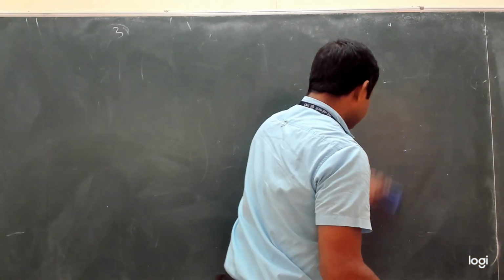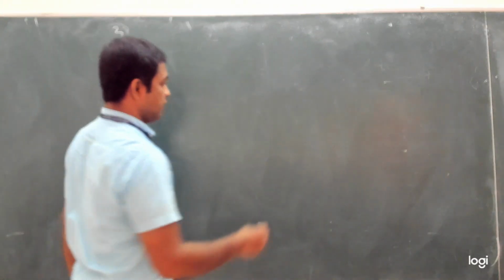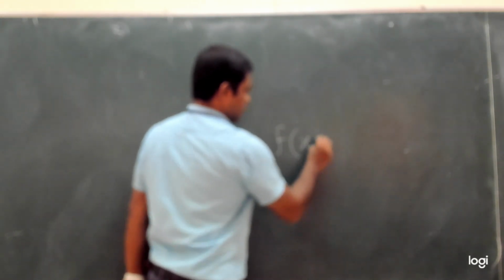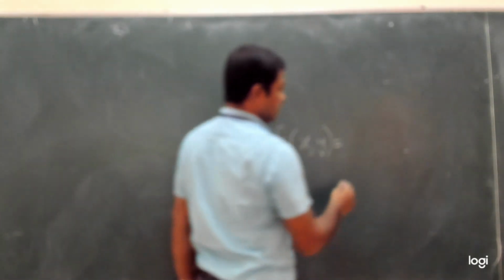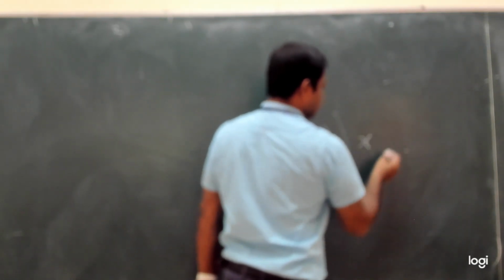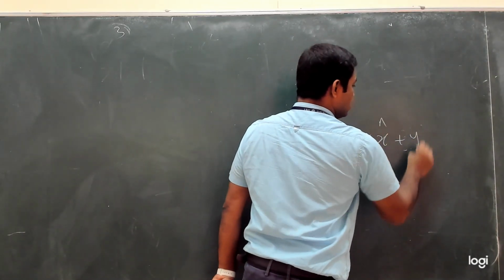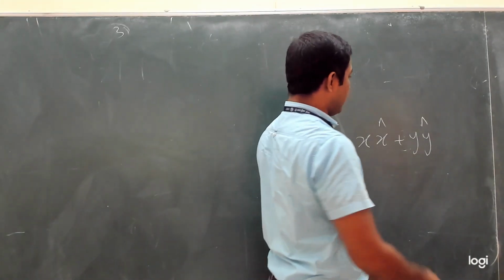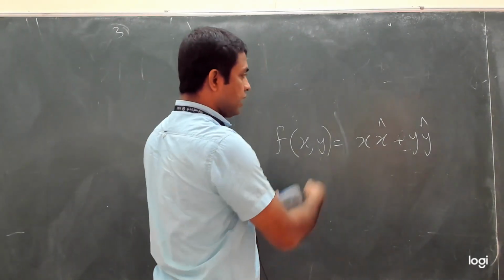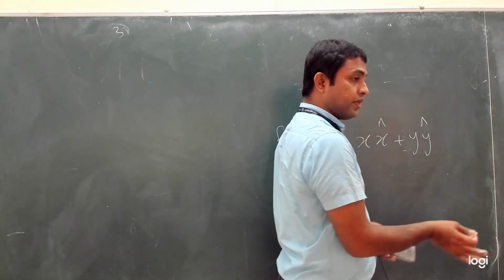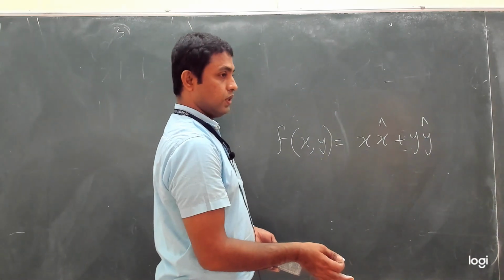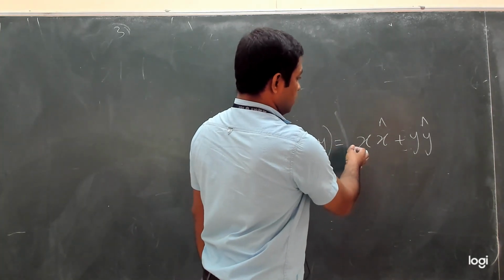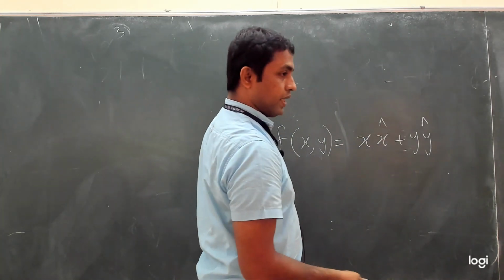So now my function is xy, x cap plus y cap. So it is a vector function. I want to plot this. See, that is what I am saying, certain things you may not find in Balakrishnan's book or any other book. So you learn it from here. x cap plus y cap.